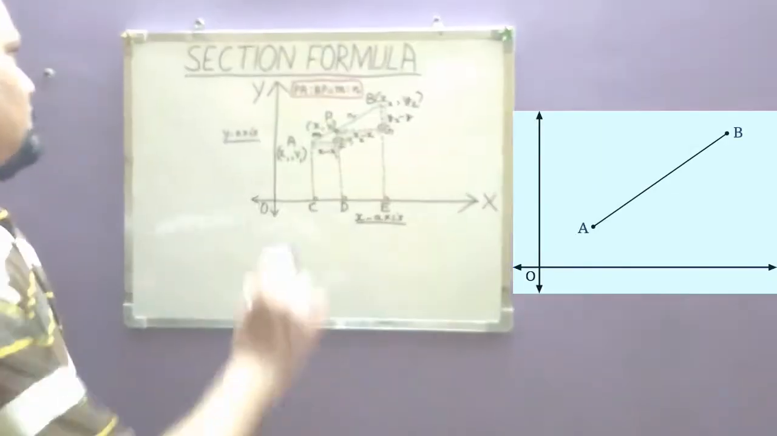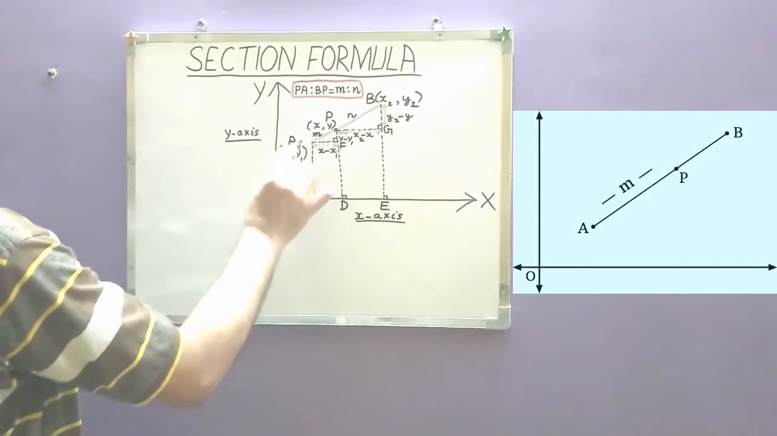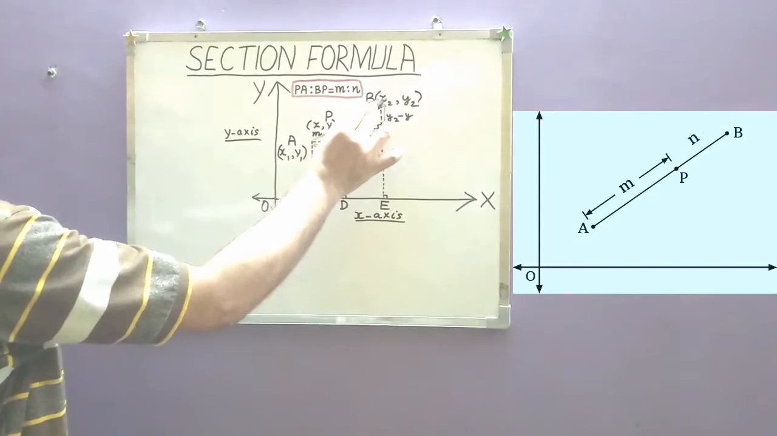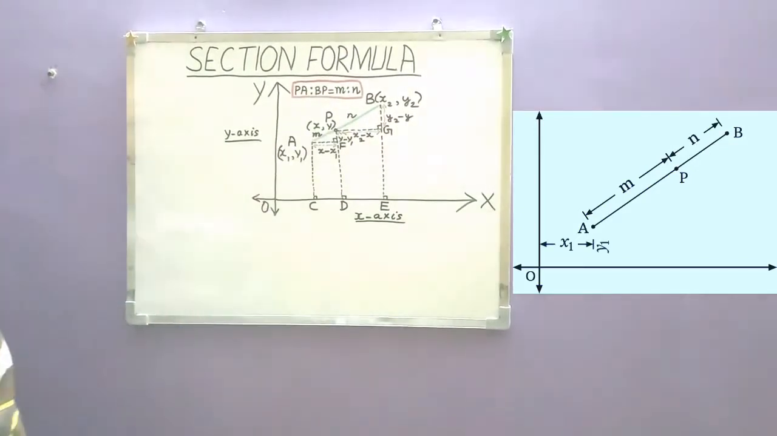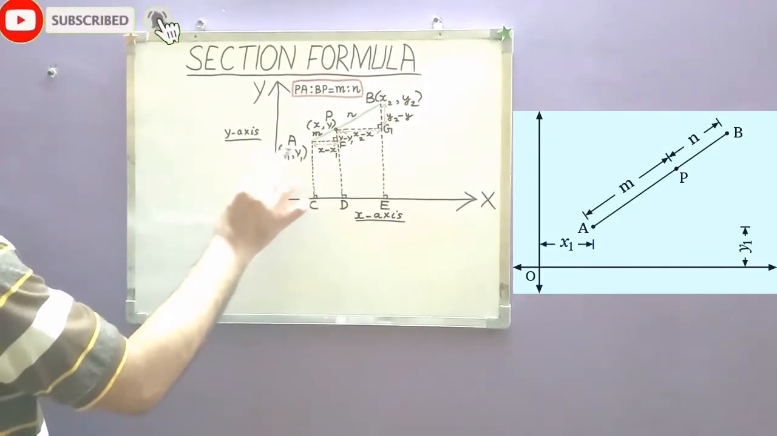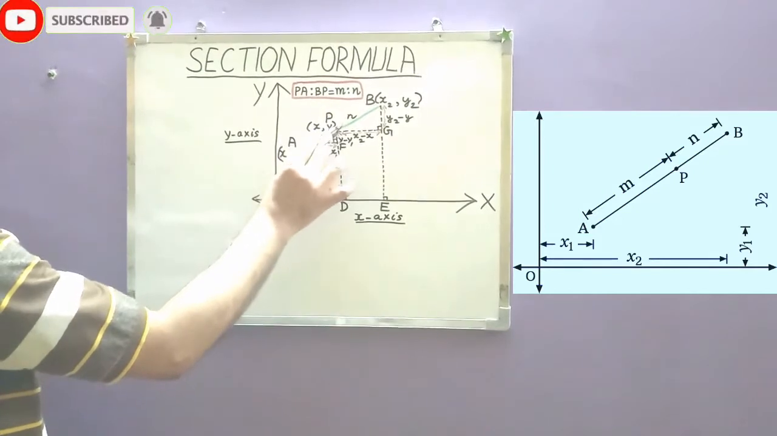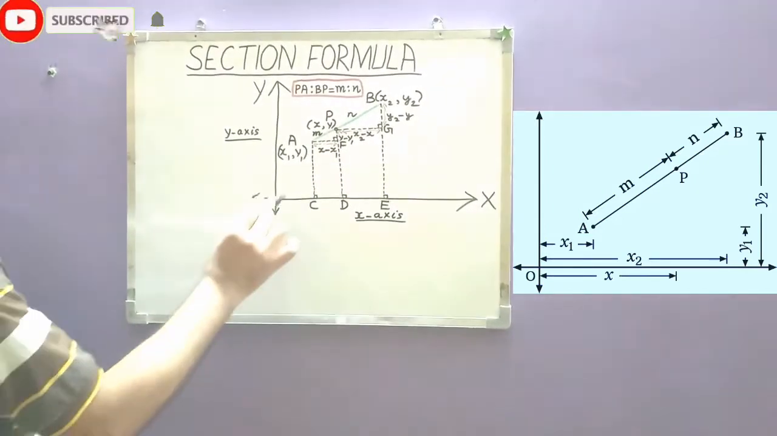Section formula. Let's derive and use the section formula for the coordinates of a point P which internally divides a line segment joining 2 points say A and B in the ratio say m:n. Let x1, y1 be the coordinates of A, x, y be the coordinates of P and x2, y2 be the coordinates of B.